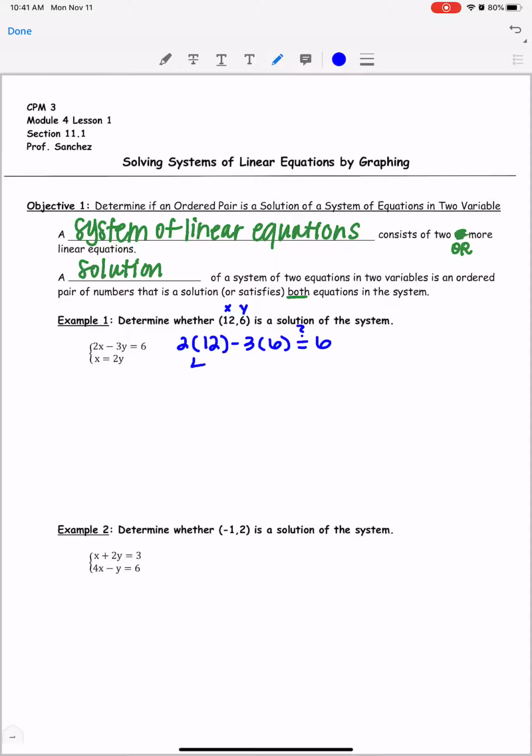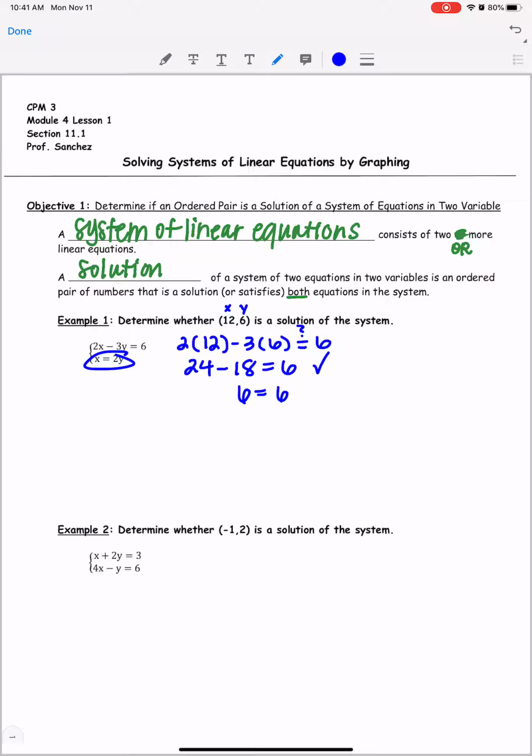So multiply these out. 2 times 12, that'd be 24. Minus 3 times 6 is 18. Bring down your equals 6. And you can stop here if you can see that, yes, 24 minus 18 does equal 6, or you can bring it down to 6 equals 6. Now, you cannot stop and say that this is a solution. You have to make sure it satisfies both of these.